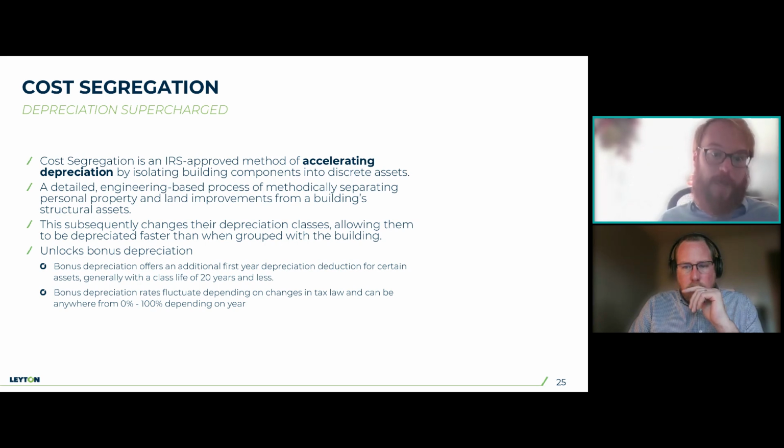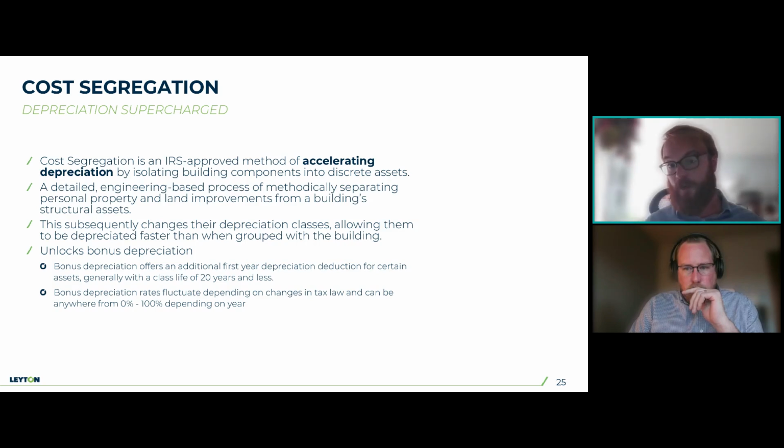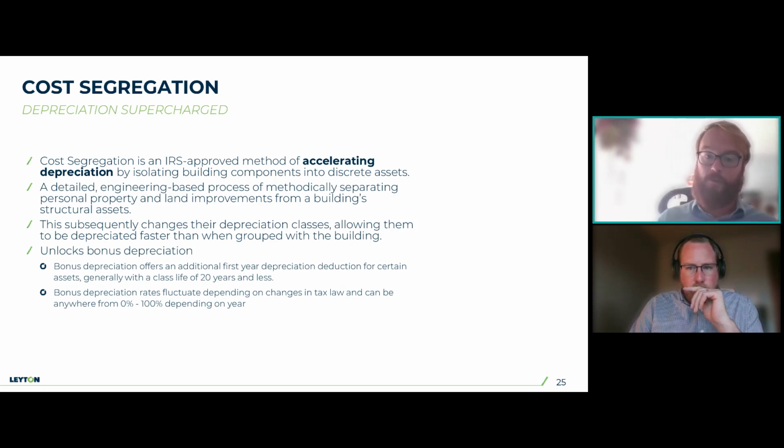Just a brief thing: there is bonus depreciation. I believe right now it is at 80% this year, and it's going to go down to 60% next year. But what that bonus depreciation is changes with the tax laws, and so there's a potential for that to go back to 100% bonus depreciation going forward.